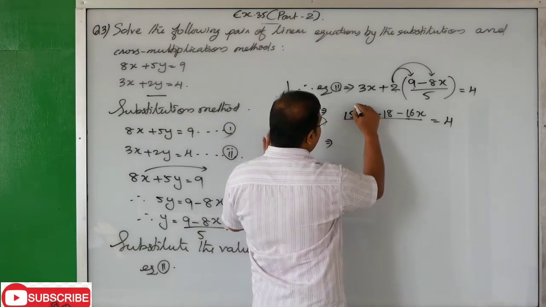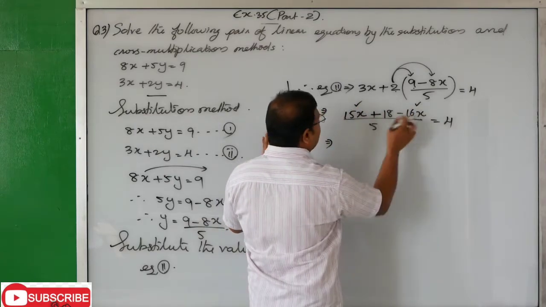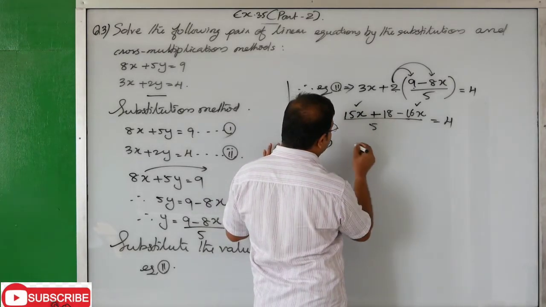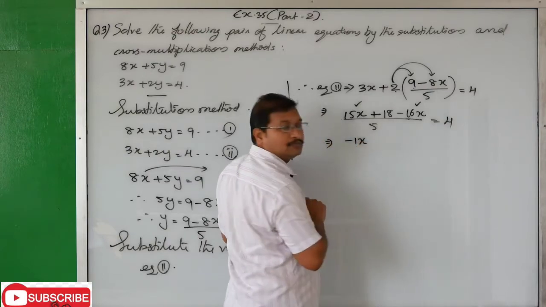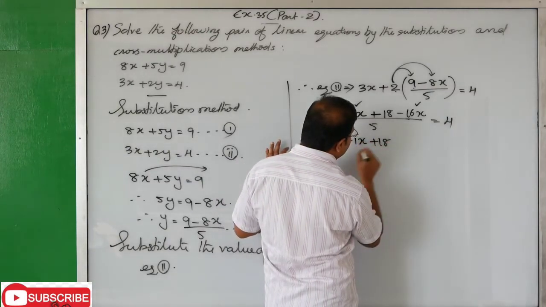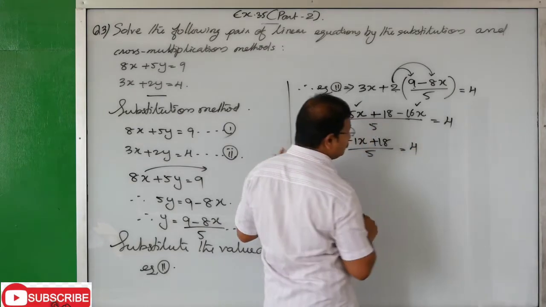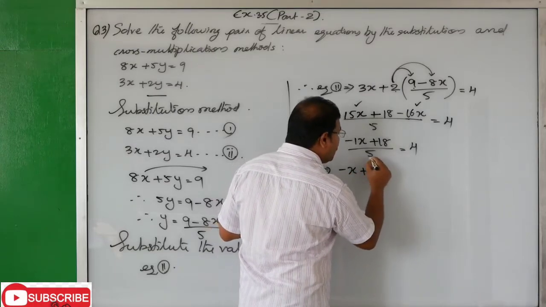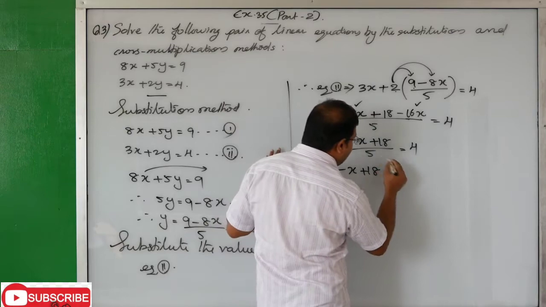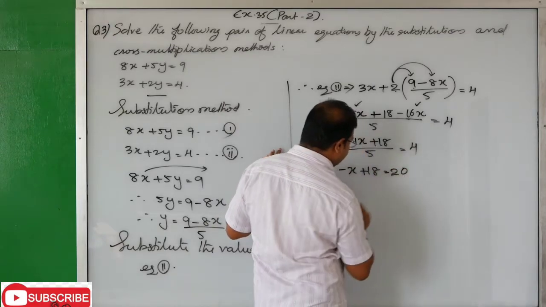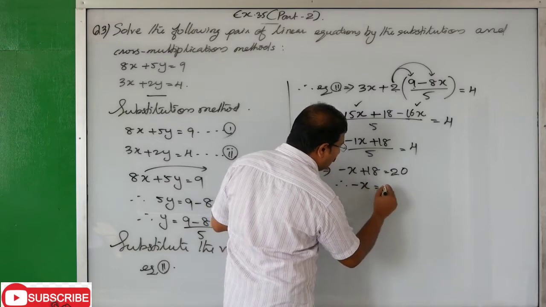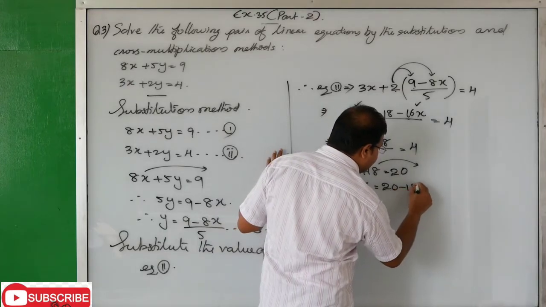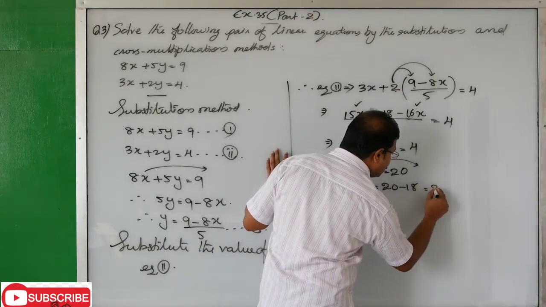This implies 15x minus 16x, plus and minus, that means 16 minus 15, 1. Of course, the bigger number is minus, so the answer is minus 1x. Ready? Plus 18 divided by 5 equals 4. This implies 1x means minus x. Minus x plus 18 equals, 5 is dividing, goes to the next side, will multiply. That means 4 5s are 20. Therefore, minus x equals 20, and this 18 goes to the next side, minus 18. Ready? That means we'll get 2.